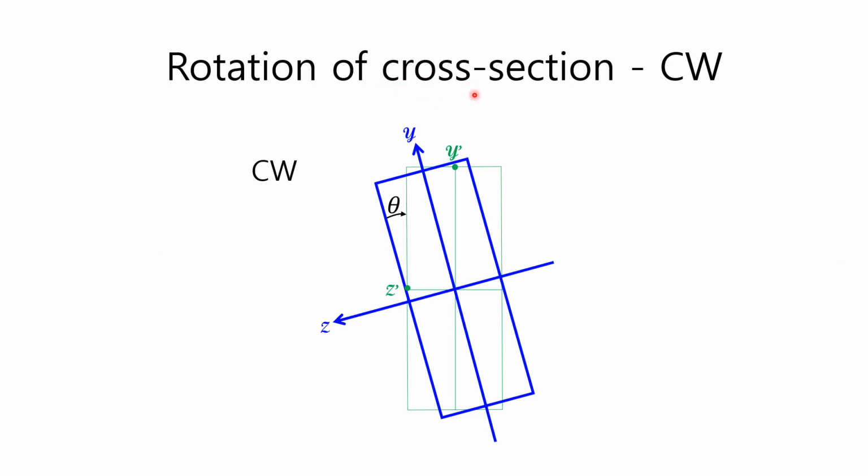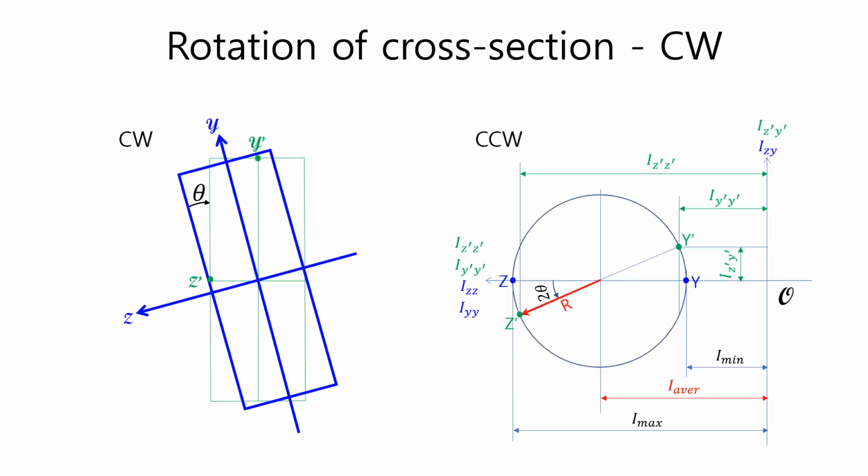From now on, let's look at the case where the cross-section rotates rather than the coordinate axis. The cross-section of the original blue thick line rotated clockwise by theta to become that of the green thin line. Let's see how it appears in the Mohr circle. As with the rotation of the coordinate system, if an object rotates by theta, it rotates by 2 theta in the Mohr circle, but in the opposite direction.